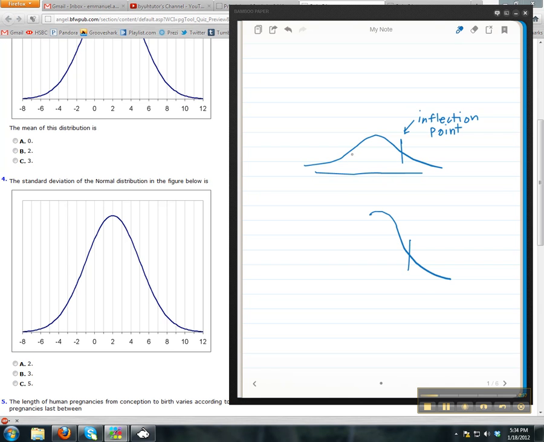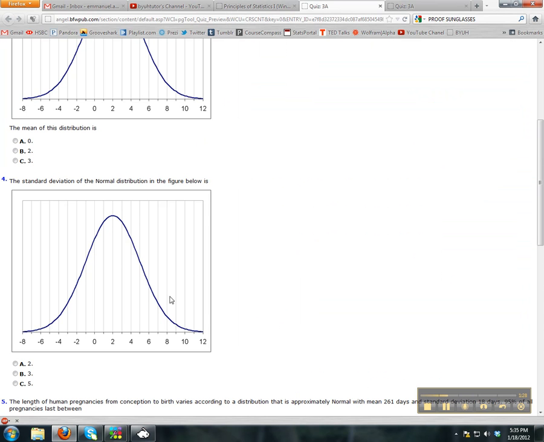Anyway, here's my distribution. This is the point where the direction of the curve begins to change from going down this way into sort of an upward trend. So if you can imagine, this is just going down, down, down, down, then it hits a point where it will start making its way to a rise. That point is called the inflection point, and that's where the standard deviation is, or the first standard deviation.